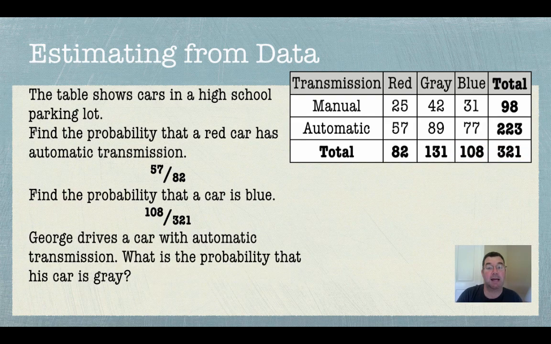Okay, and the last question is, George drives a car with automatic transmission. What is the probability that his car is gray? So I look at all of the automatic transmission cars. Those add up to 223. That's the total for that row. The number of those cars that are gray is 89. So the probability that a car with automatic transmission is gray is going to be 89 out of 223.